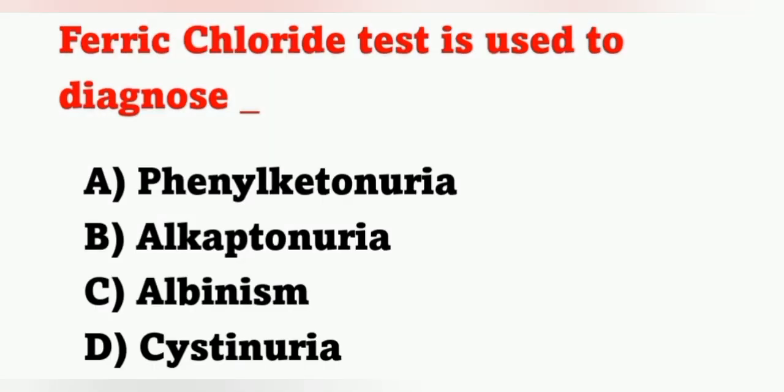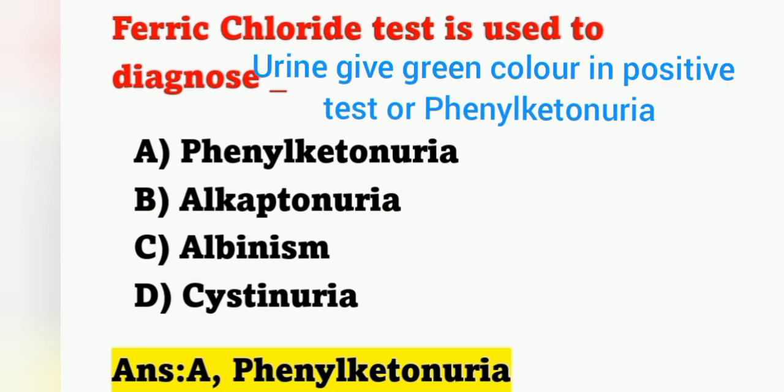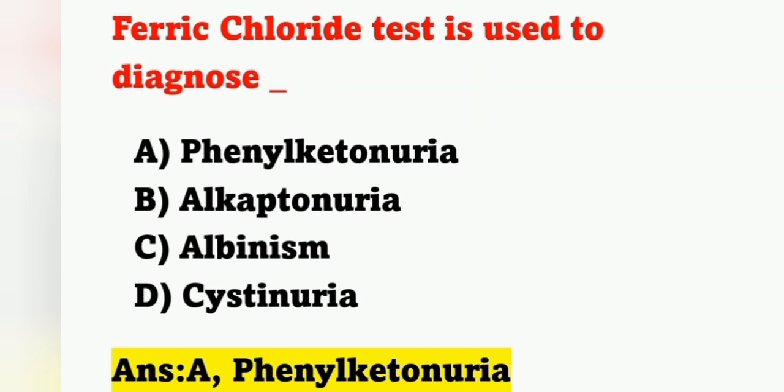Ferric chloride test is used to diagnose. Options, option A phenylketonuria, option B alkaptonuria, option C albinism, option D cystinuria. Ferric chloride test is used to diagnose phenylketonuria. Option A is the correct answer. In phenylketonuria, the test is positive when the urine color turns green. So green urine color indicates phenylketonuria. Move on to the next question.